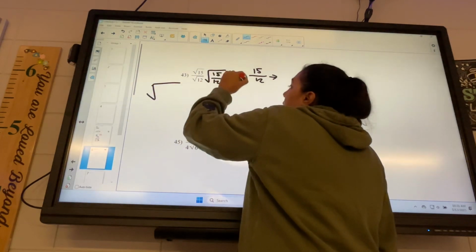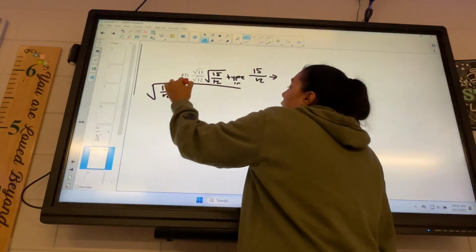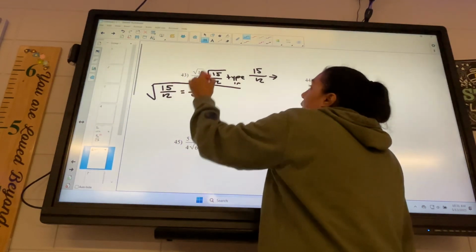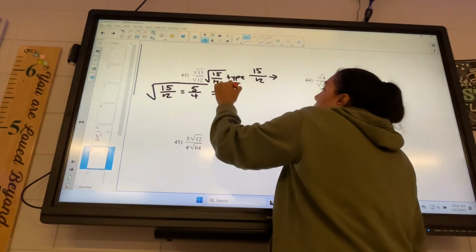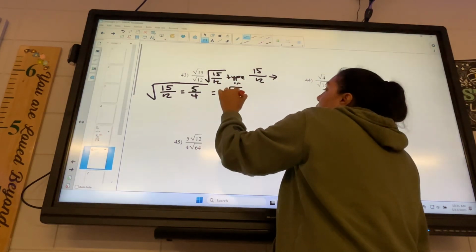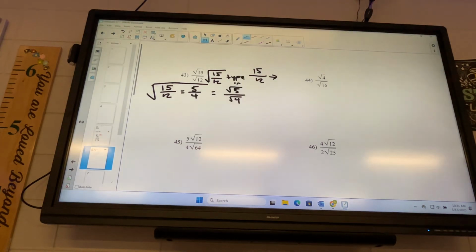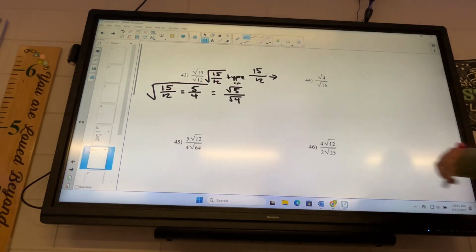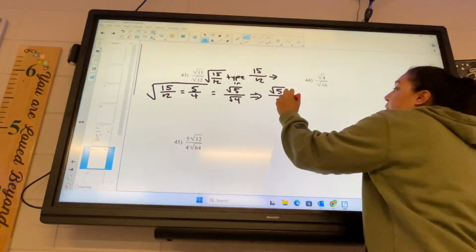Okay, let's just do it all in one step. 15 over 12 equals 5 over 4, which then becomes the square root of 5 over the square root of 4. Can the 5 simplify? No, but the 4 can. The square root of 4 is 2. So this is going to look like the square root of 5 over 2.